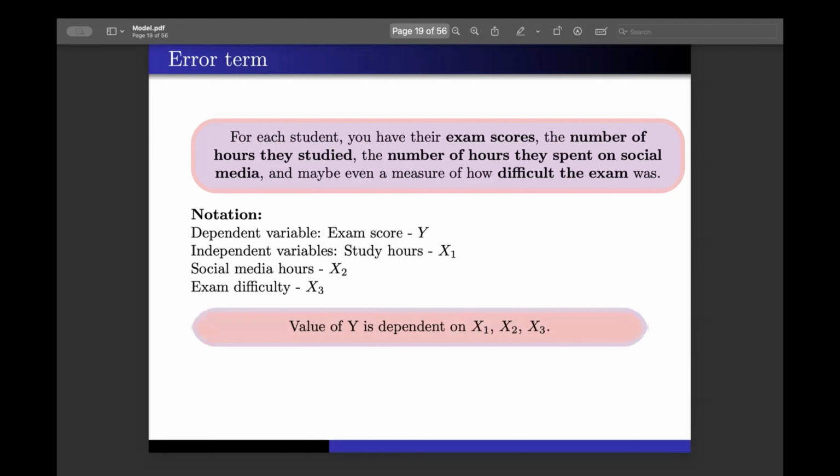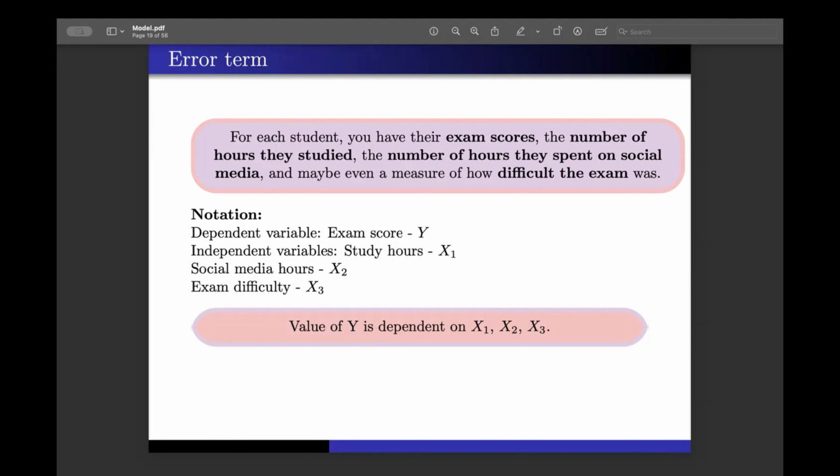And of course, one thing we know is that this dependent variable y, exam score, is actually dependent on the number of hours they study before the exam. It is dependent on the number of hours they spend on social media, because if they are spending more time on social media, they are not working hard enough for their exam, and they will not get good scores.